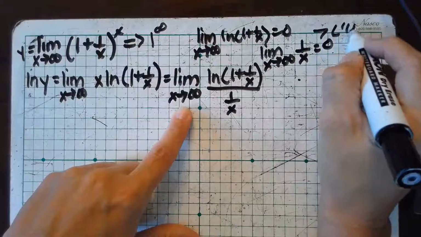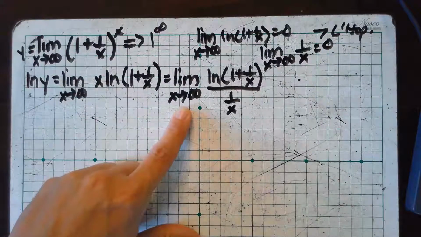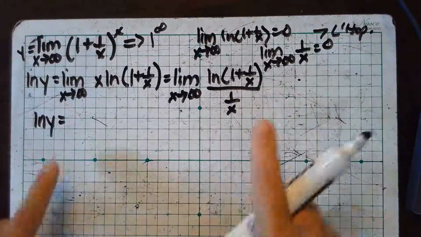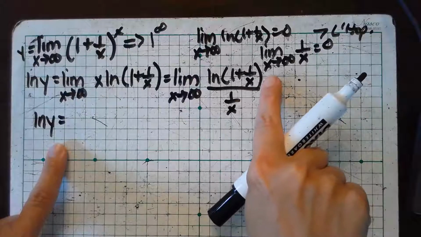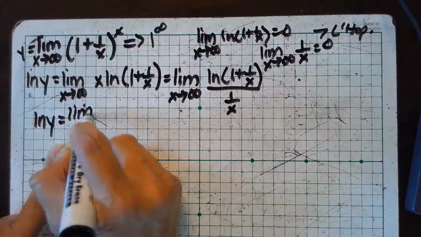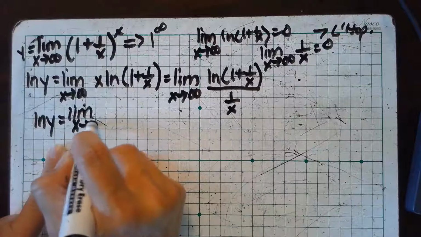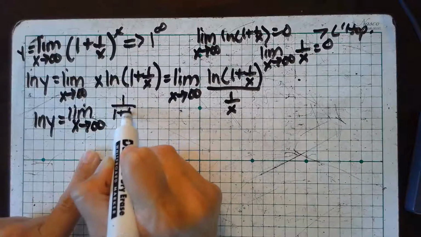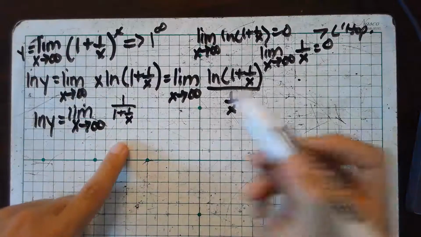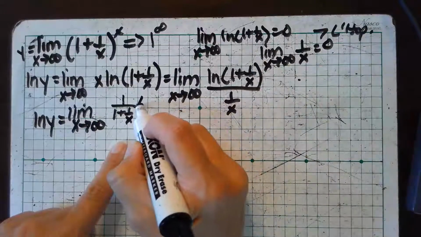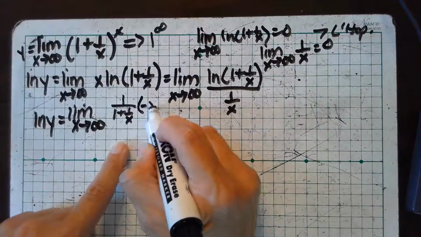So therefore, I'm going to use L'Hopital's. All right, so here we go. I still have ln of y. I got to take the derivative of the numerator. So keep your limit notation. It's going to be 1 over 1 plus 1 over x times the derivative. Now recall that that's x to the negative 1, so that's going to be negative x to the negative 2.